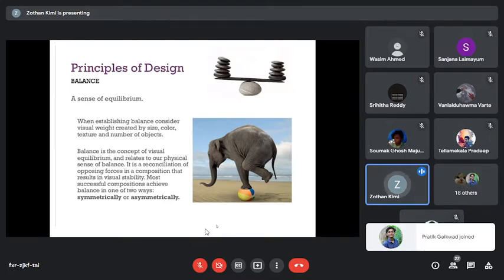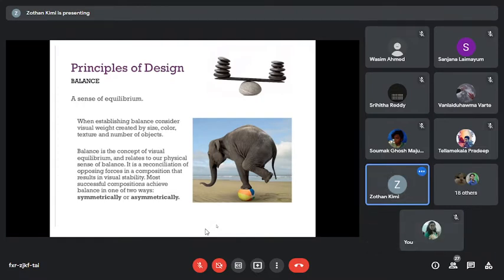David, can you read whatever is there on the slide? David, loud and clear.